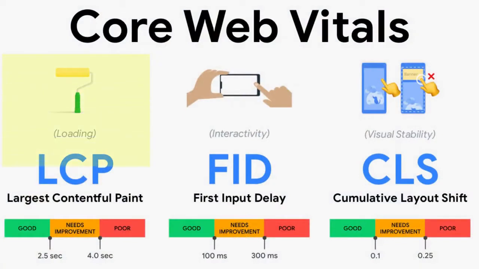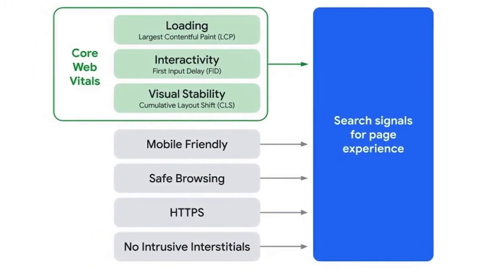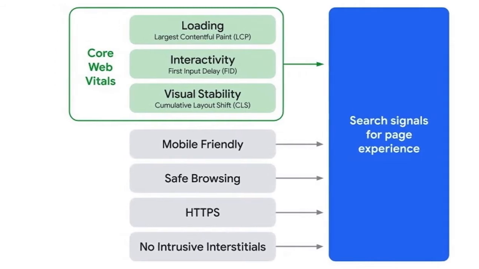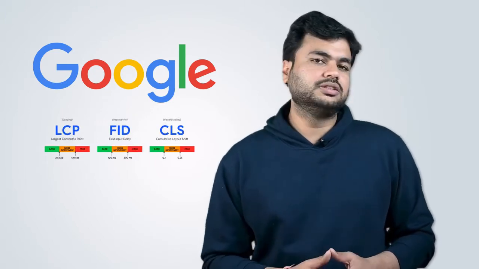Core Web Vitals are basically a set of 3 specific web page experience metrics that Google considers super important, and that are Largest Contentful Paint, First Input Delay, and Cumulative Layout Shift. Here you can see how the Core Web Vitals combine with other site factors to create the page experience signal. And according to Google, Core Web Vitals are going to directly impact the search engine rankings.